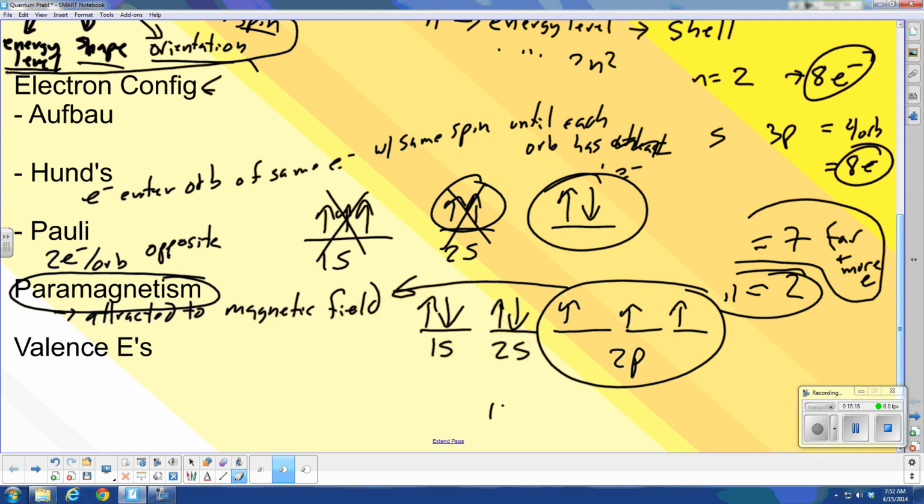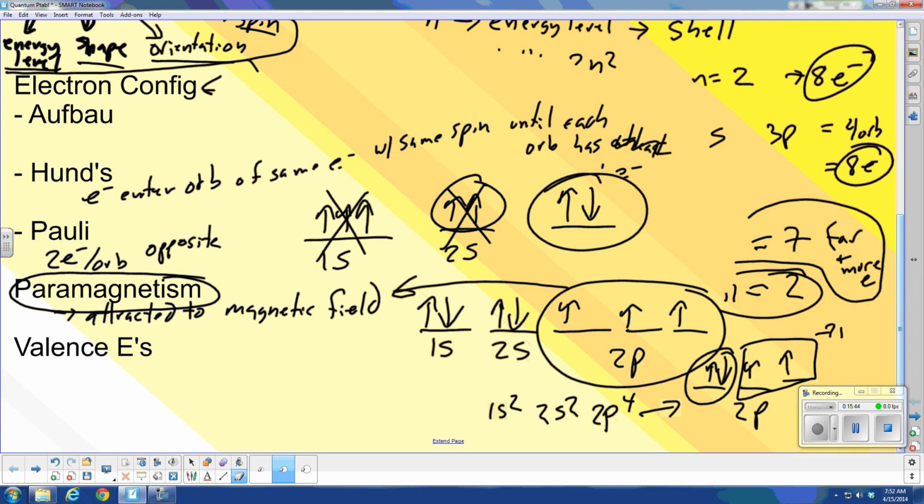Because it's 1s2, 2s2, 2p4. I hope I have oxygen right. 1, 2, 3, 4, 2p4. And so that would mean what? If we just look at this, it's better to look at the orbital notation when we're thinking about paramagnetic, right? Here I have a paired electrons, and then I have 2 unpaired electrons. Because of these being unpaired, it would be paramagnetic. Okay, good.